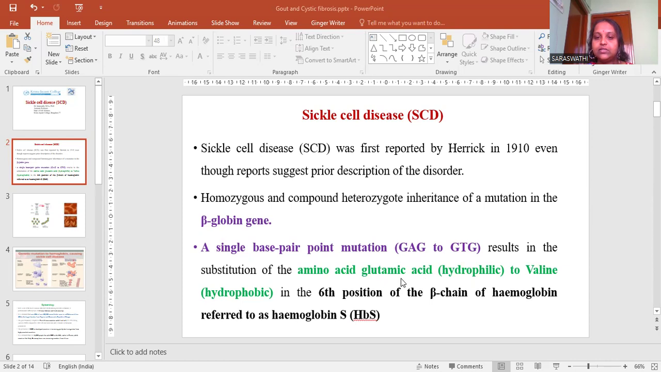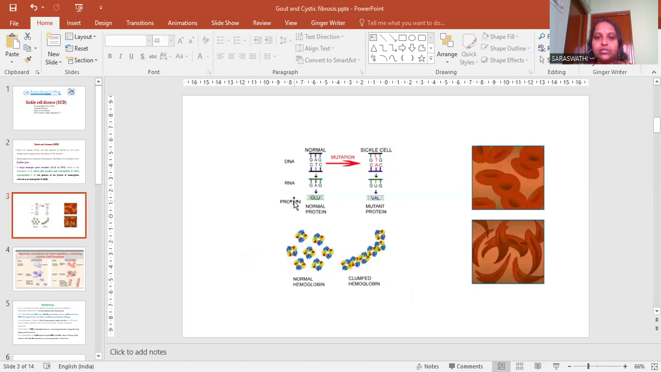The amino acid that is normally there in the normal beta globin gene is glutamic acid, but because of this mutation, the glutamic acid is replaced with valine. Okay, we'll go to the picture here, then you'll get to know about this. This is a normal DNA sequence, right? Due to the mutation, instead of the A, a T nucleotide is replaced, and the complementary base also changes. This leads to a change in the mRNA frame, and also the protein pattern. The normal hemoglobin is 2 alpha 2 beta, but the abnormal one is in the form of clumped hemoglobin.